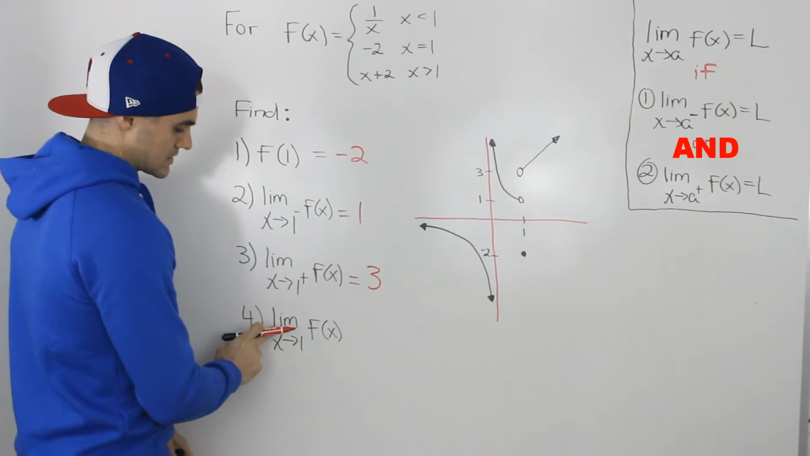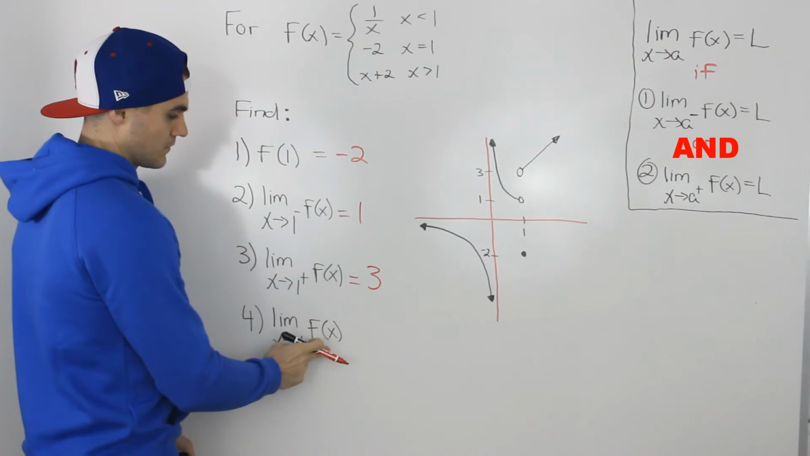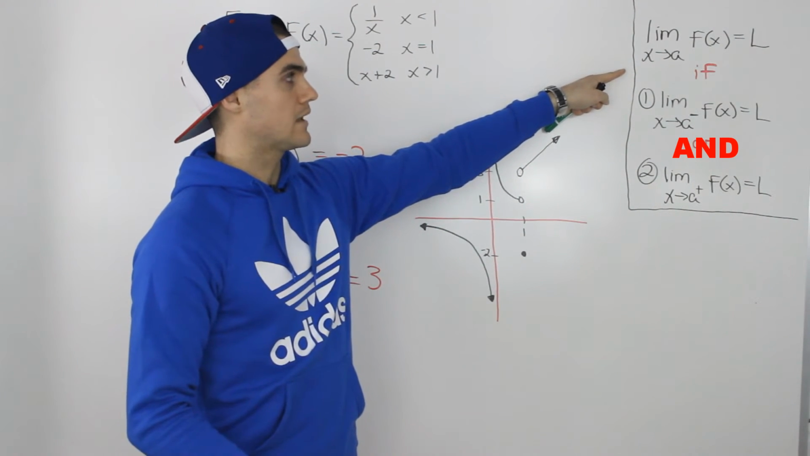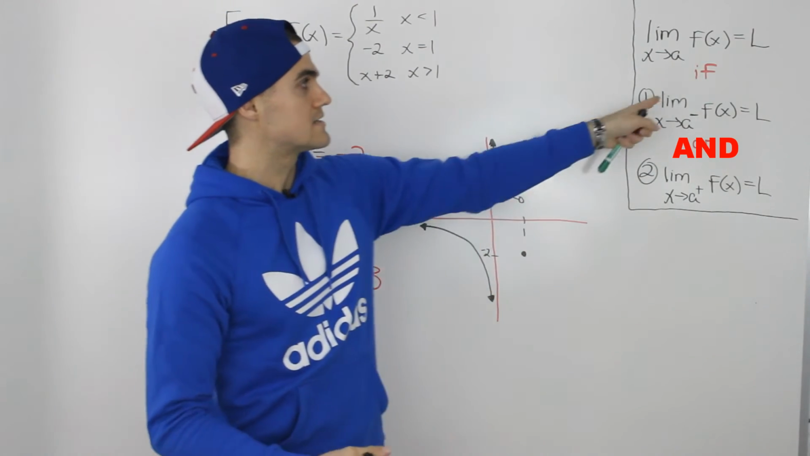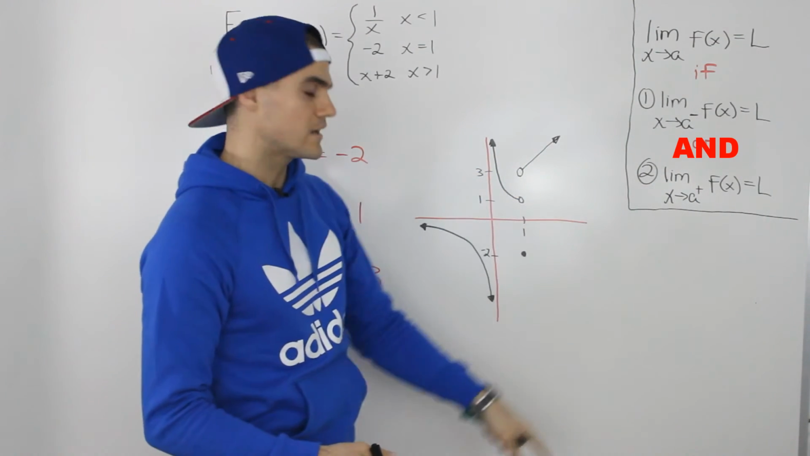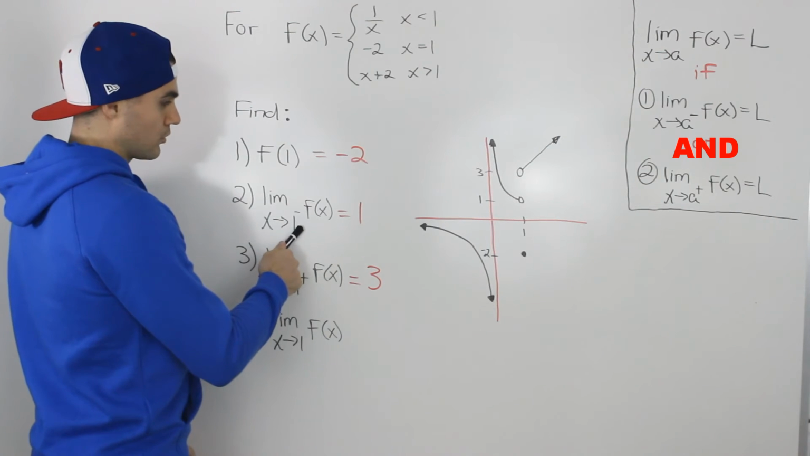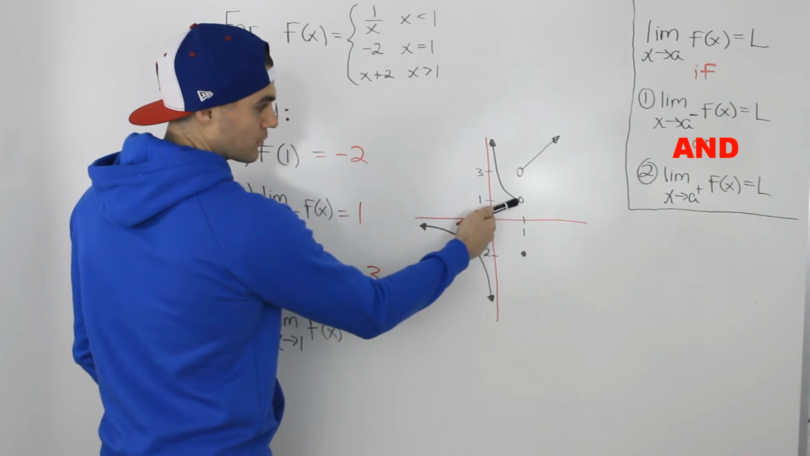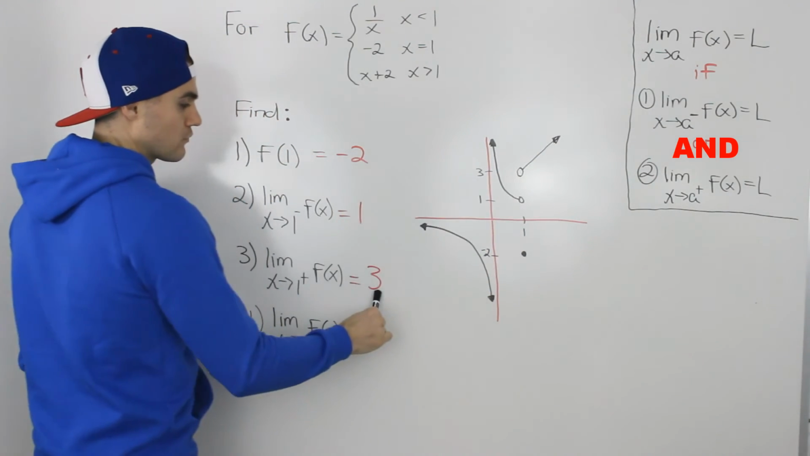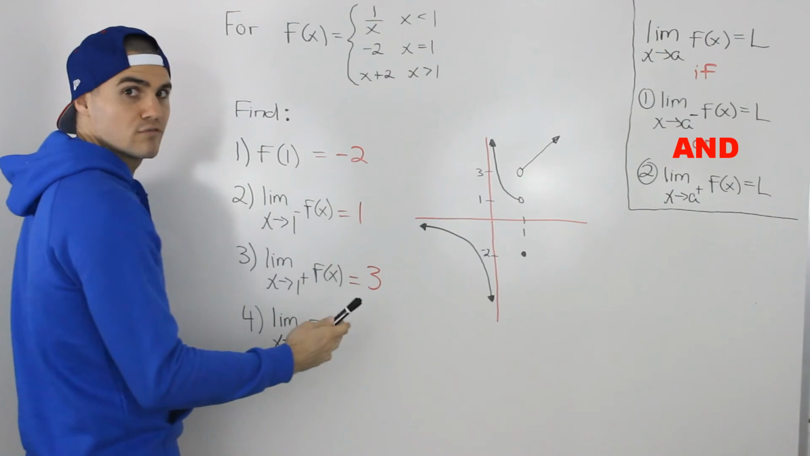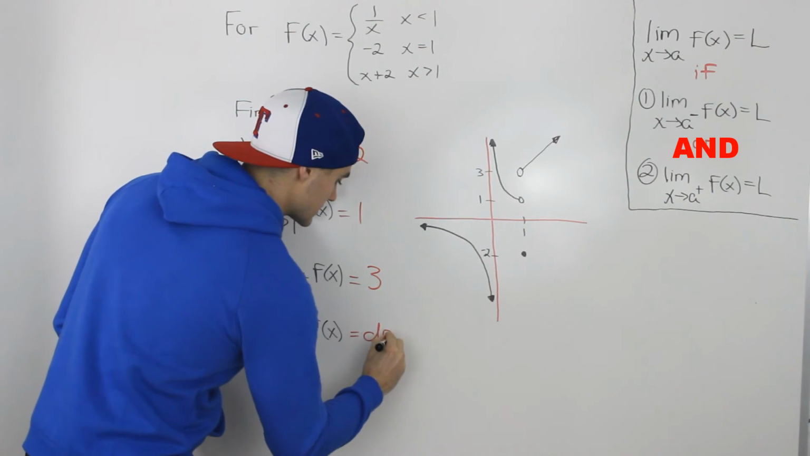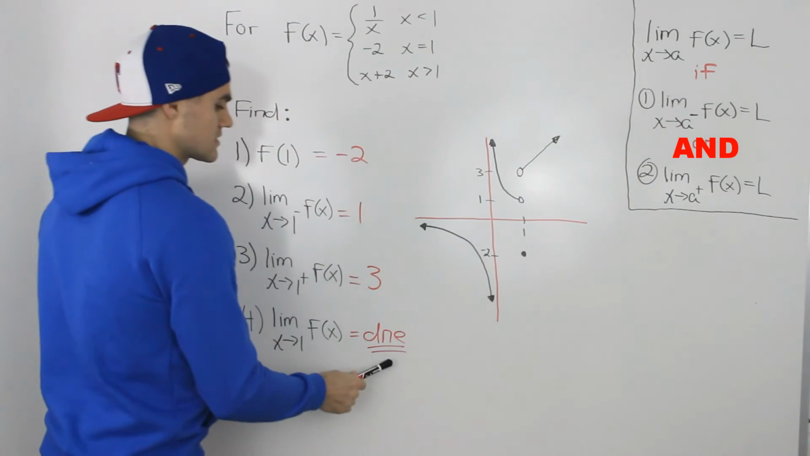And now they're asking, what's the limit as x approaches 1 of the function? Well, we said in the overview video that the limit as x approaches a is equal to a value only if it approaches that value from both the left side and the right side. But notice how when we approach 1 from the left side, it's approaching that y value of 1, and then when we approach it from the right side, it's approaching that y value of 3. So because it's approaching two different values from both sides, we say that this limit does not exist. So I'll just put that as DNE, does not exist.